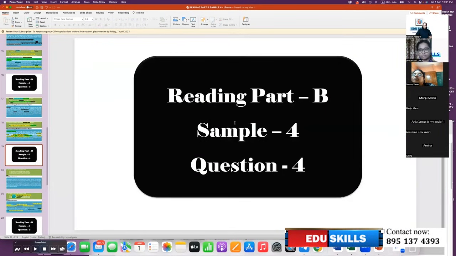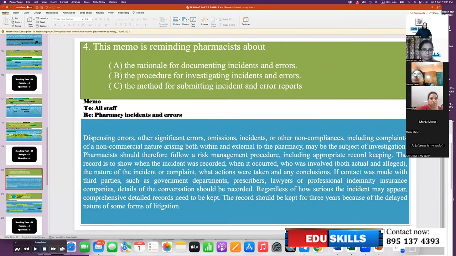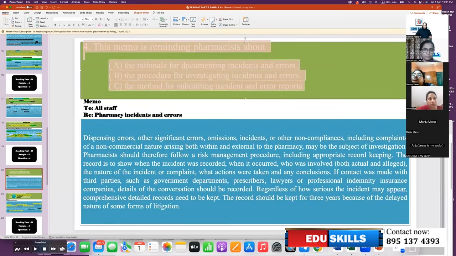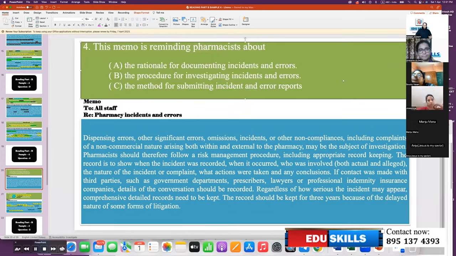Now we are going to Reading Part B, sample 4, question 4. I'm going a little fast because there are so many questions. We'll come back to that in Q&A if you need further explanation. 4. This memo is reminding pharmacists about A. The rationale for documenting incidents and errors. B. The procedure for investigating incidents and errors. C. The method for submitting incident and error reports. What type of document is it? Memo. A reminder to pharmacists.